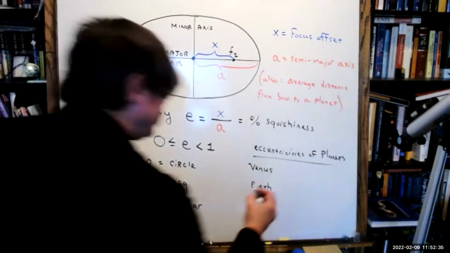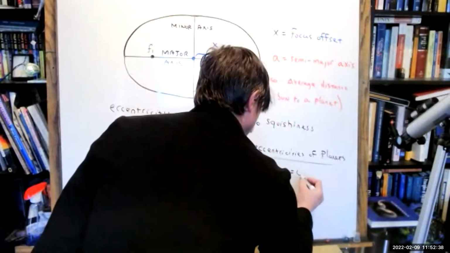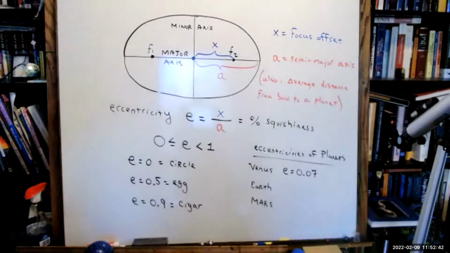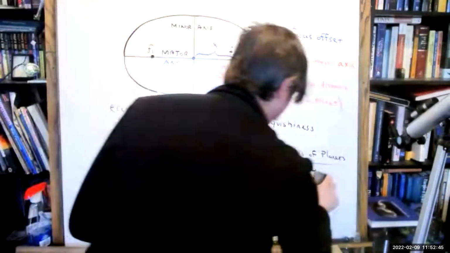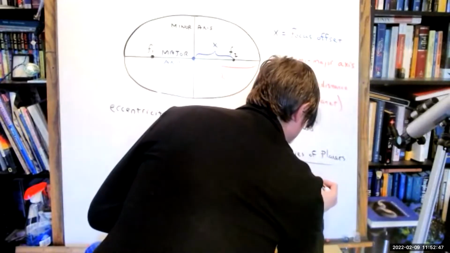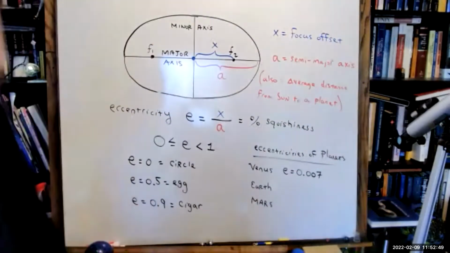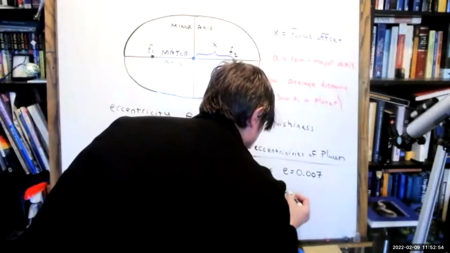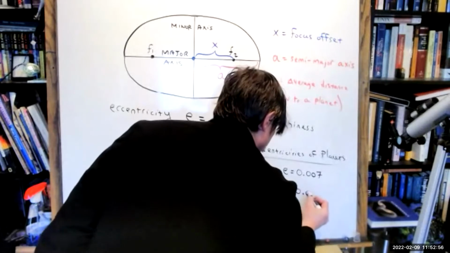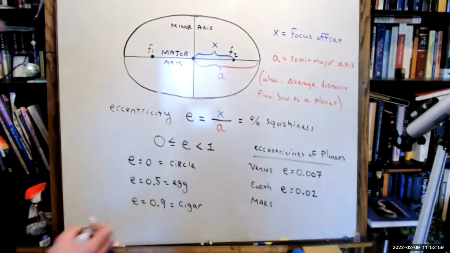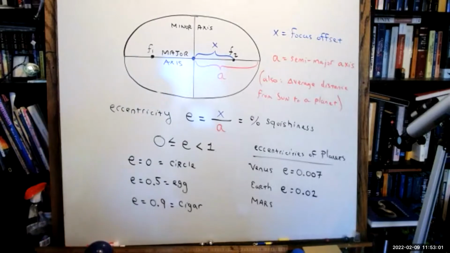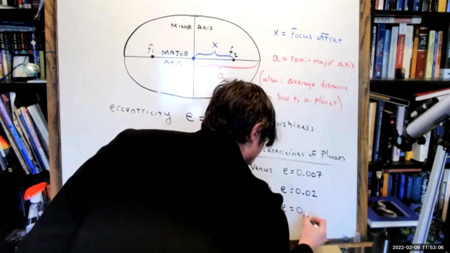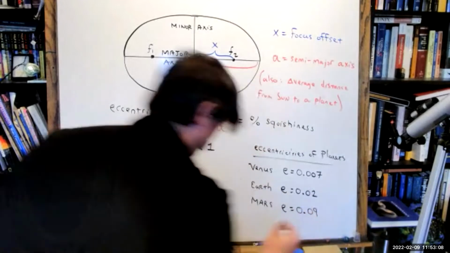The eccentricity of Venus is 0.007. Sorry, I'm not even. Which is so close to zero that it's pretty much a circle. Even Earth's eccentricity at 2%, 0.02, is very circular. Mars is only slightly deviating from circularity at 9% squishy.